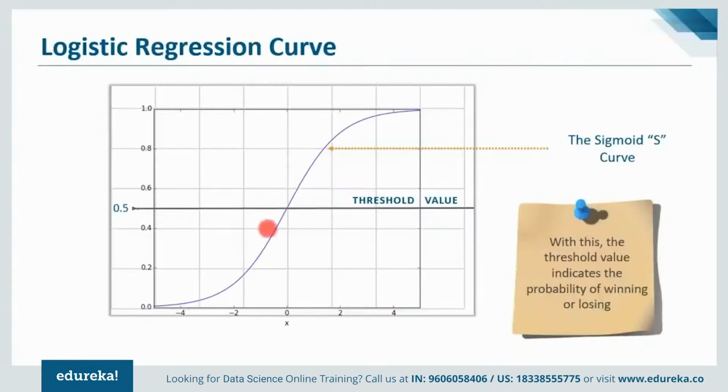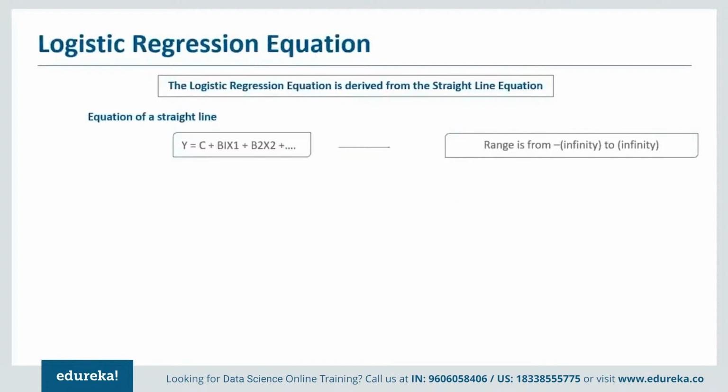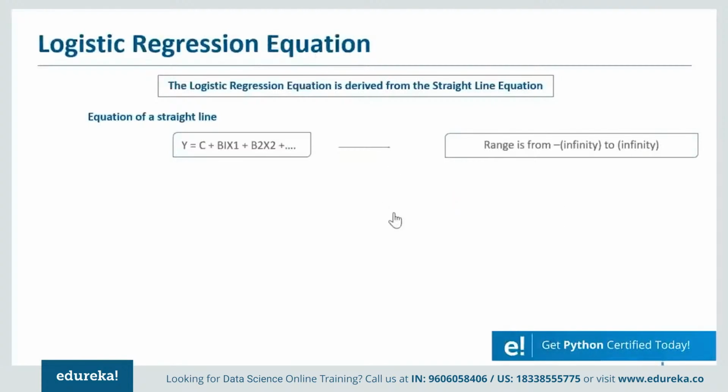I hope you caught this curve of logistic regression. This is the sigmoid S curve. To make this curve, we need to make an equation, so let me address that part as well. Let's see how an equation is formed to imitate this functionality.